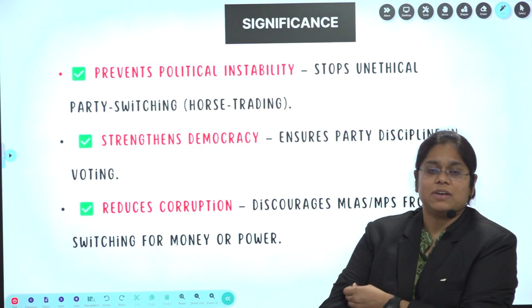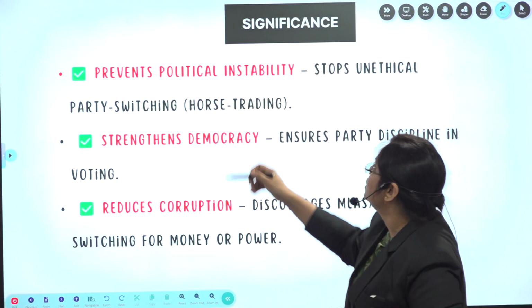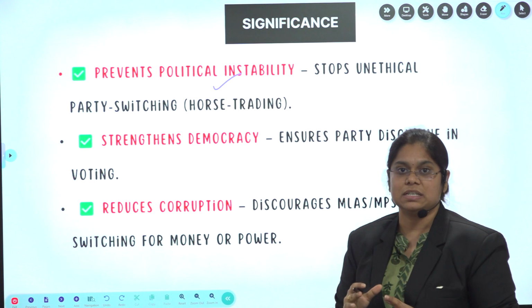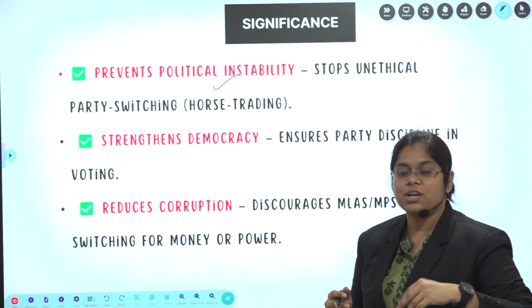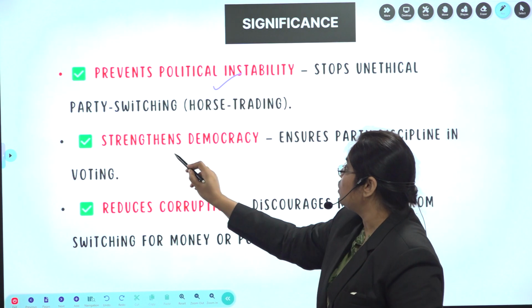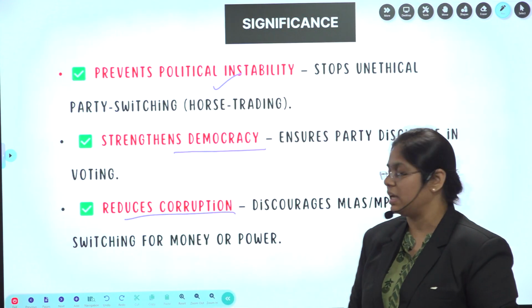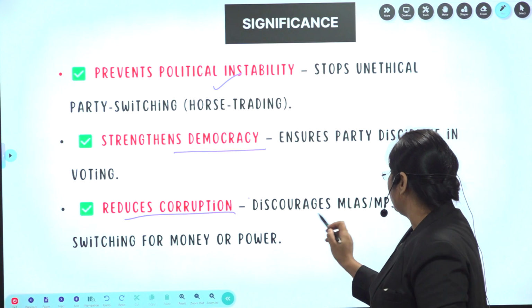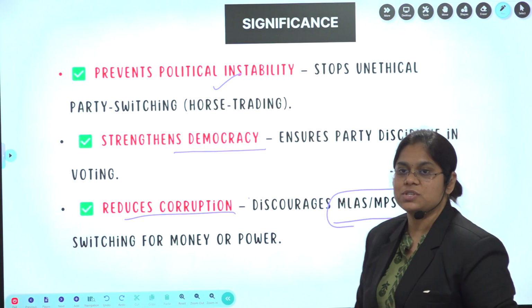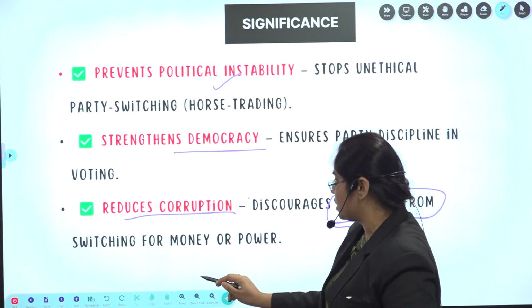Now, why is this anti-defection law important? Because it creates political stability and prevents political instability. It also strengthens democracy and further reduces corruption. Because if the MLA or MP is switching for money, then this anti-defection law comes into the picture.